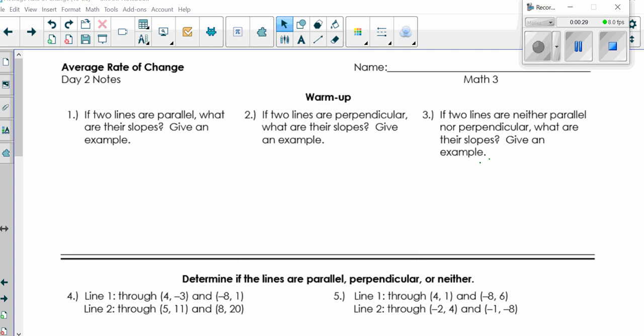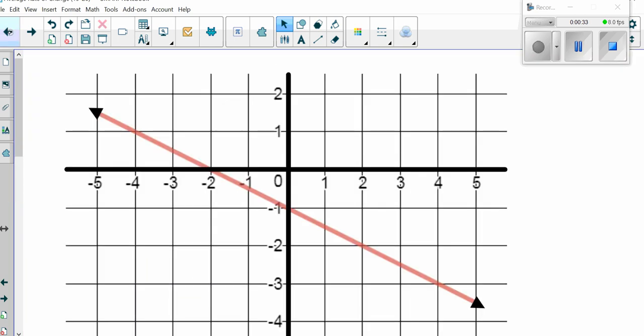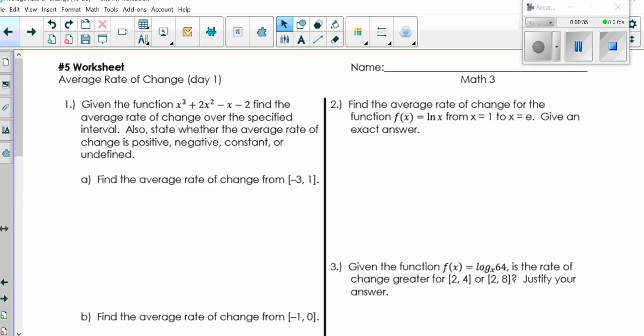All right. Before we do this, though, in case you had a question on your homework, I usually have questions on number 2, so I thought I'd go through that one. If you don't need help with this one, feel free to fast forward through this. It says, find the average rate of change for the function f of x equals natural log of x from x equals 1 to e.